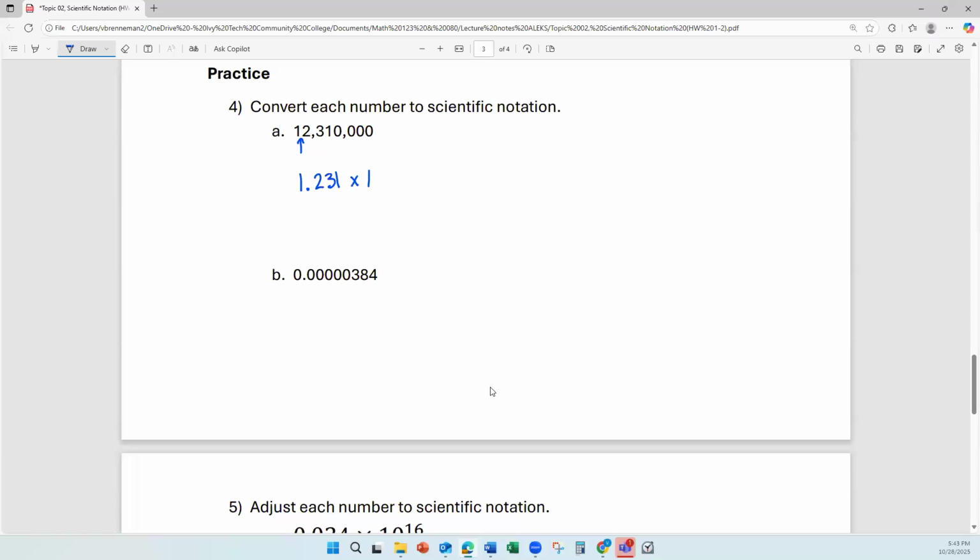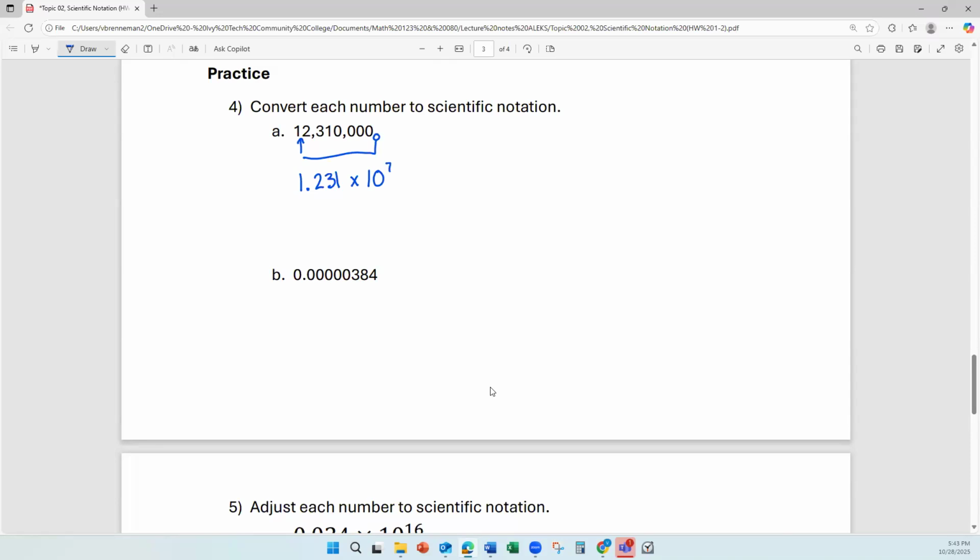This is going to be times 10 to the positive because it's a large quantity here. And I look at how many digits were there after the first one, or how far did the decimal point move from that unwritten decimal point at the end of the number. And that is 7 places.